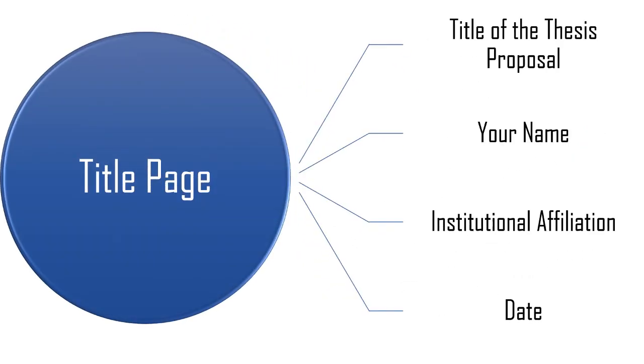First is the title page. While what to include will be guided by your academic institution, a title page usually includes 1. Title of the thesis proposal. 2. Your name. 3. Institutional affiliation. And 4. Date of submission.